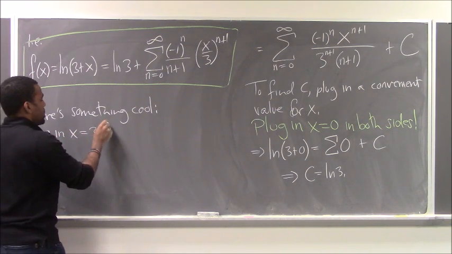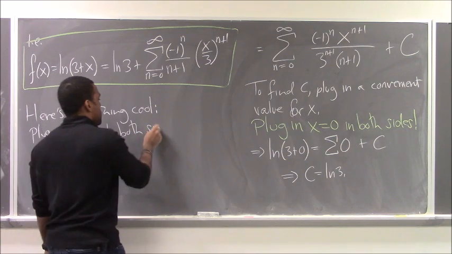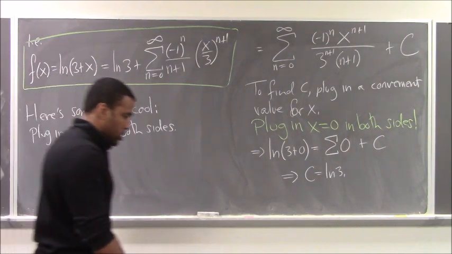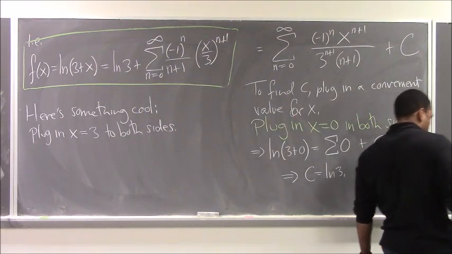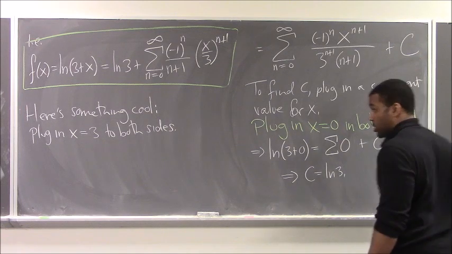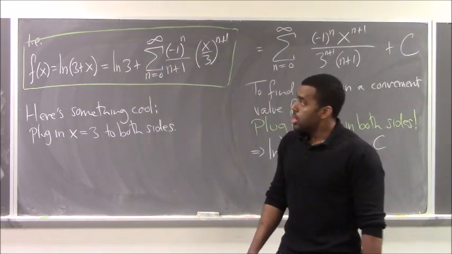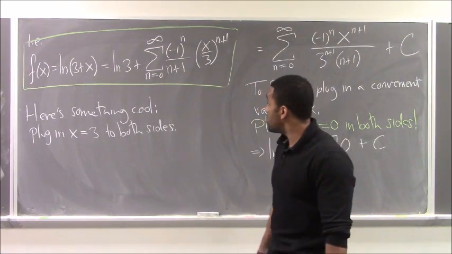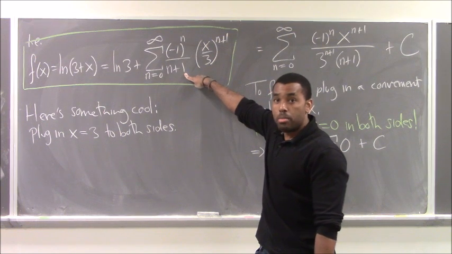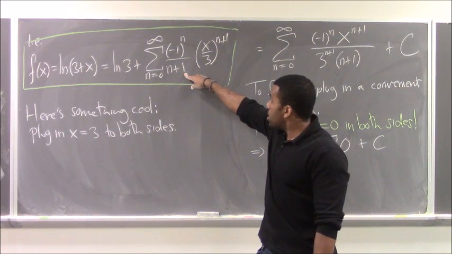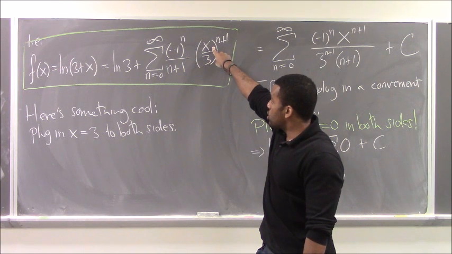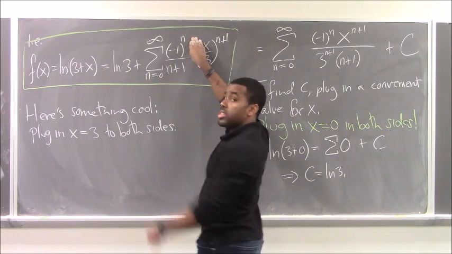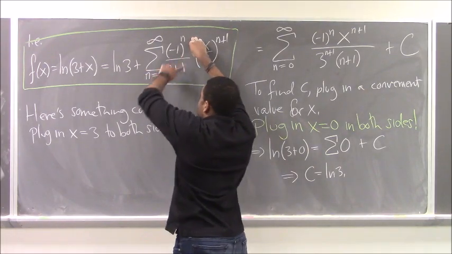Plug in x equals 3 to both sides. Now I know we're flirting with death here because we know that it converges absolutely for x strictly between minus 3 and plus 3. However, upon going through the integration, we gain something that actually is quite convenient. We ended up dividing by n plus 1. This means if I plug in a constant for x, this is just going to be a constant times an alternating series, namely the alternating harmonic series. We actually looked at that before.